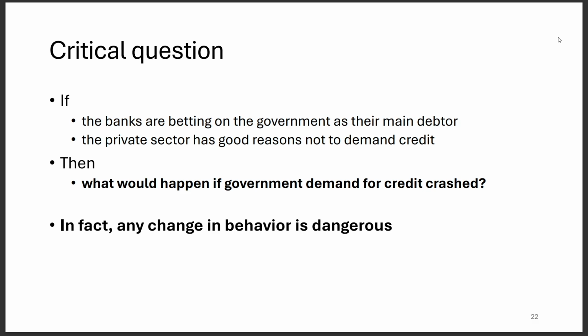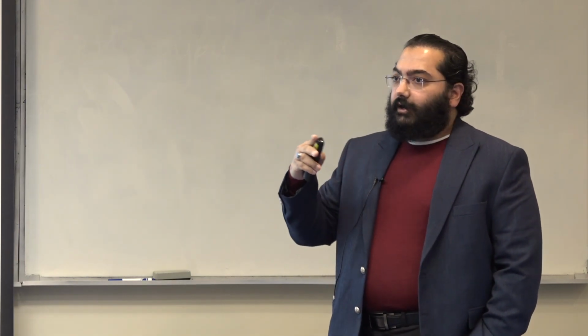And no matter what happens, any change of behavior is dangerous. If the central bank stops supplying reserves, you have a problem. If the banks stop lending to a deficit spender, non-money issuing government, you have a problem. And if the government stops borrowing, you again have a problem, because I don't think anybody is betting on the government to get into a fiscal surplus anytime soon.